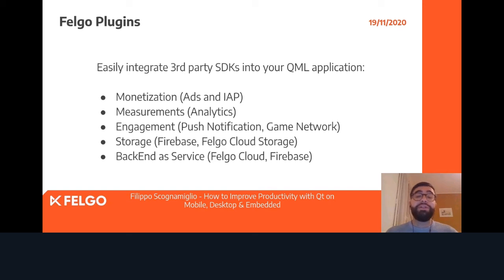And very often you need to engage them with push notifications to bring them back to your solution. You can even integrate the game network, which basically includes a full social-like experience where users can have scoreboards and compare the results with their friends. You sometimes need to have a storage, either local or in the cloud, and you can integrate Firebase or the Felgo storage cloud solution that you can use to save some data and sync it with other devices. You can even have a backend as a service using Felgo Cloud or Firebase, so the user can actually exchange this data in order to create more immersive user experiences.